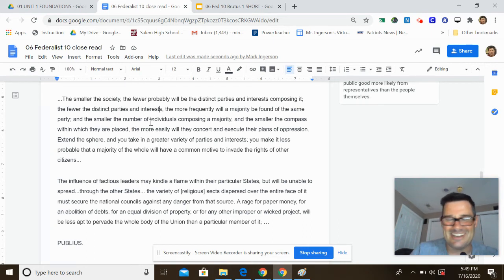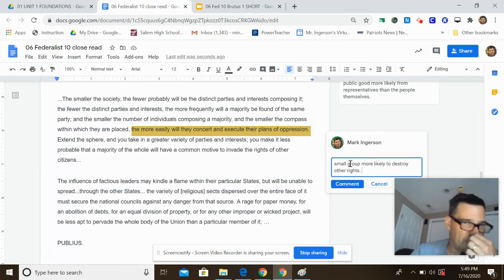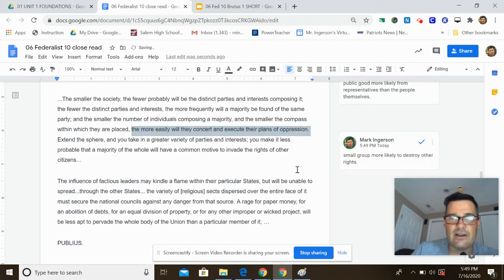So I love this. He's saying the smaller the society, the more likely they'll be able to execute oppression. Small groups are more likely to destroy others' rights. So the smaller society is more likely to destroy others' rights because the majority can easily do that.